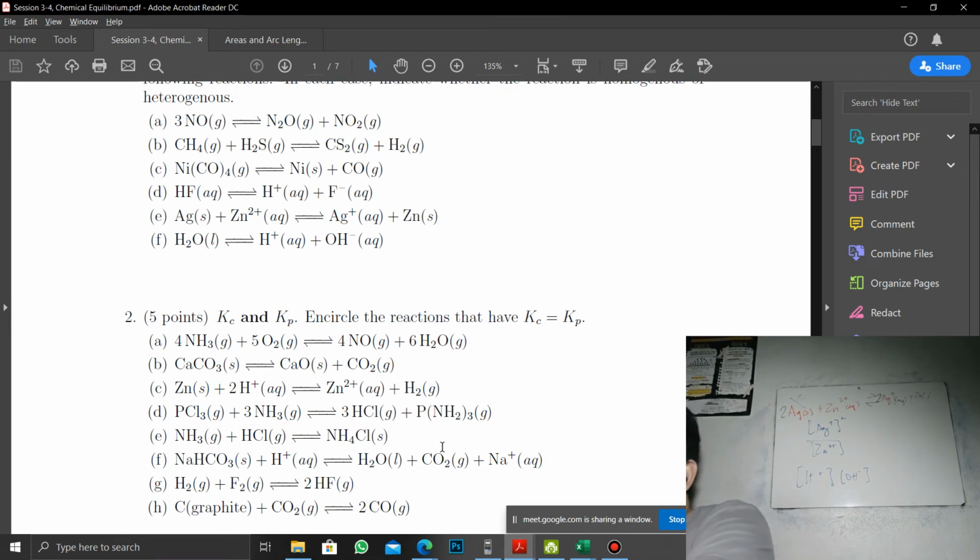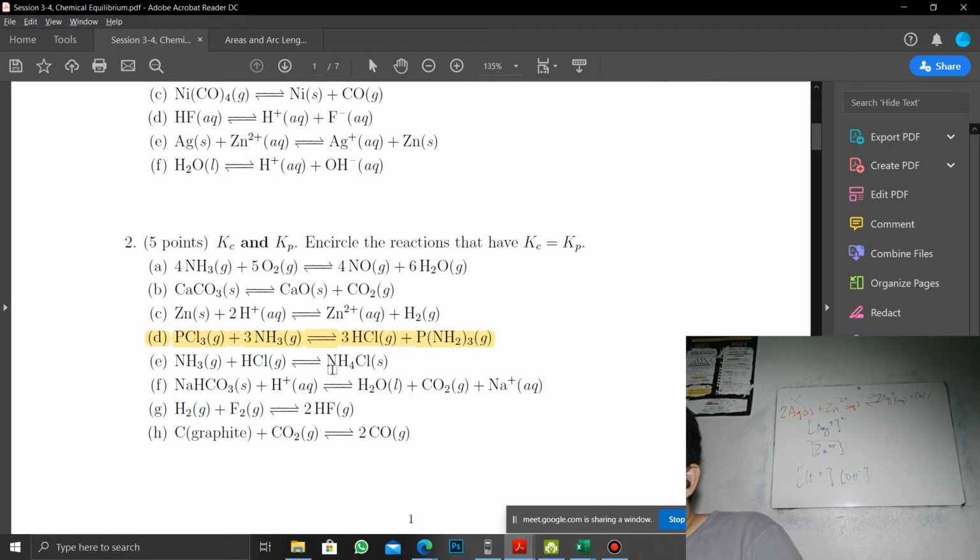Sa letter A, hindi. Kasi yung isa 9, yung isa 10. Letter B, yung isa solid. Mas marami na isa yung right. Letter C, hindi rin. Kasi merong isa lang yung gas sa kanan lang. Letter D, 4 moles of gas, 4 moles of gas. Ayan, letter D is 1. Letter E, okay na siya? Hindi siya kasama kasi walang gas sa right side.